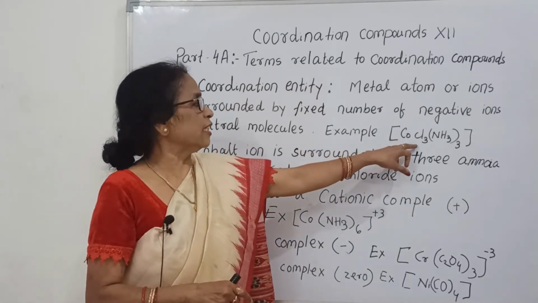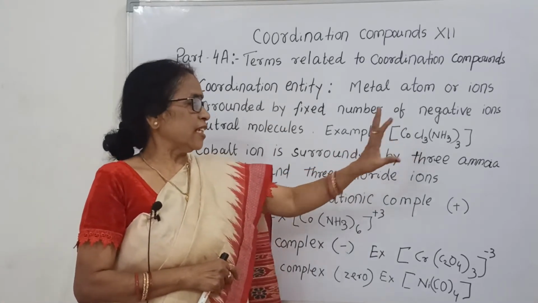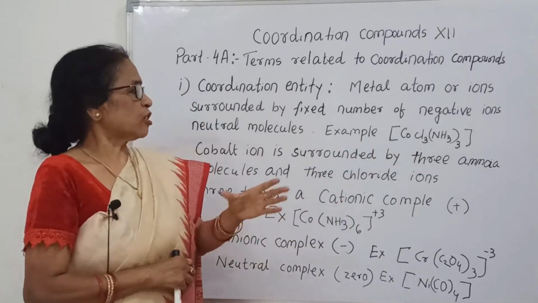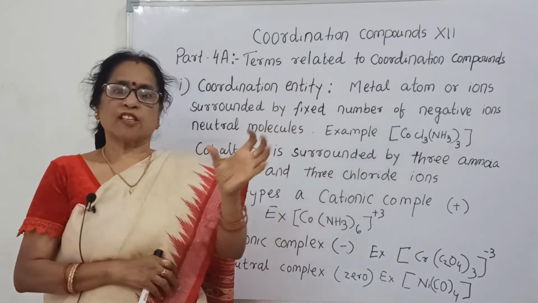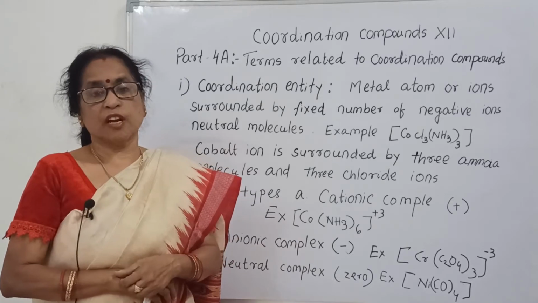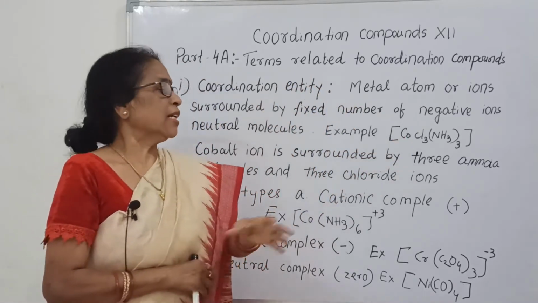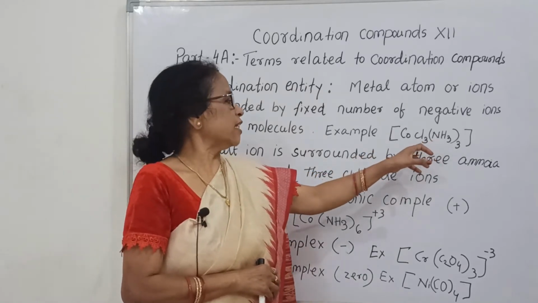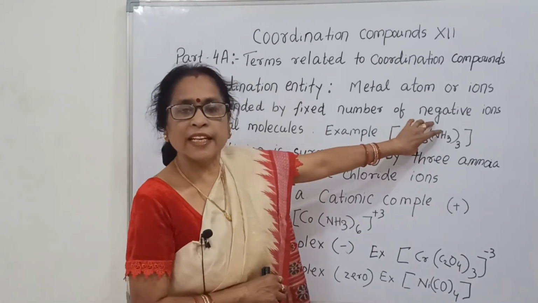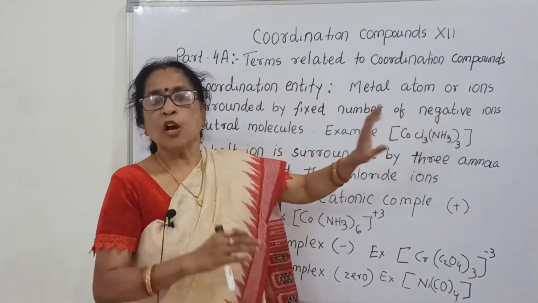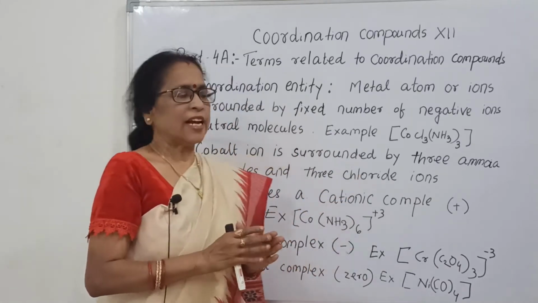Example: [CoCl3(NH3)3]. Why is it Cl3 NH3 whole 3? In a previous video I told you that a metal has a fixed coordination number, and cobalt has a fixed coordination number of 6. So it is Cl3 (NH3)3. This is one type of entity. What is present inside the bracket is called the coordination entity.